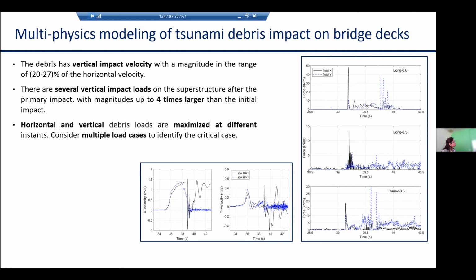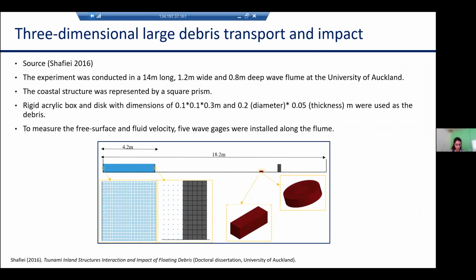We can observe that the debris applies several vertical impact loads on the deck, which is not presented in previous studies. And one of the interesting findings is that the maximum horizontal impact force and the maximum vertical one do not occur at the same time, which highlights the need to consider different load cases to identify the governing scenarios.